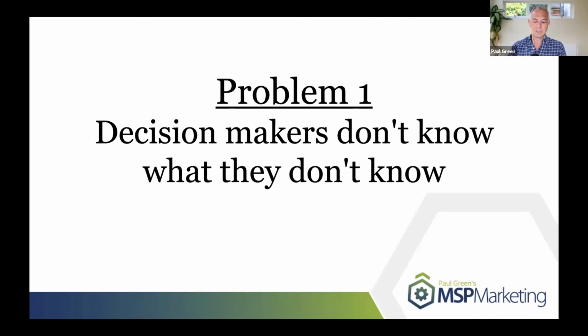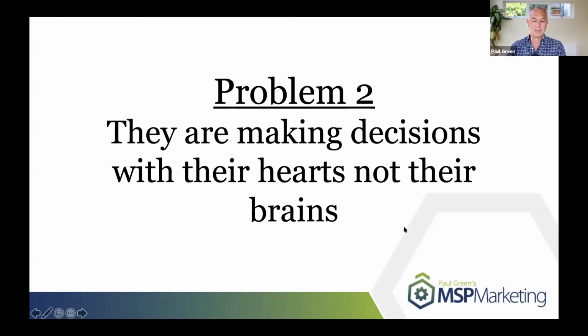The second problem that MSPs come across is that the people you're trying to reach are making decisions with their hearts and not their brains. Because they don't understand our world, they don't understand technology, cognitively, they cannot tell the difference between one MSP and another. To them, everyone just does the same things.